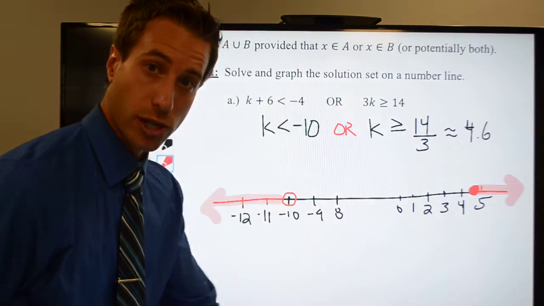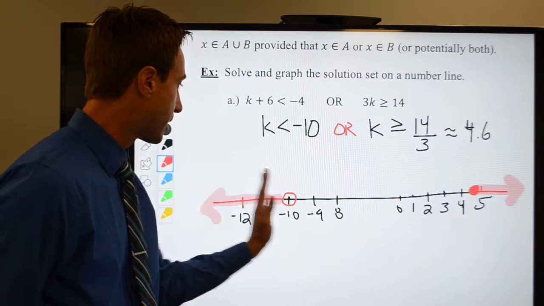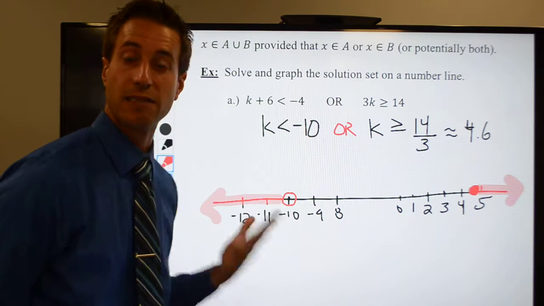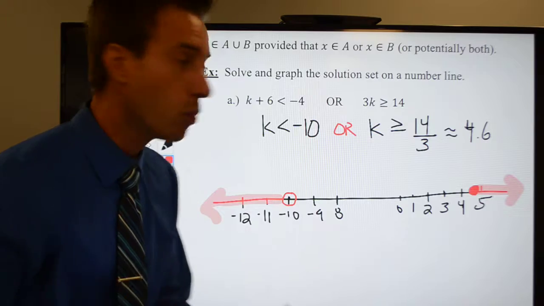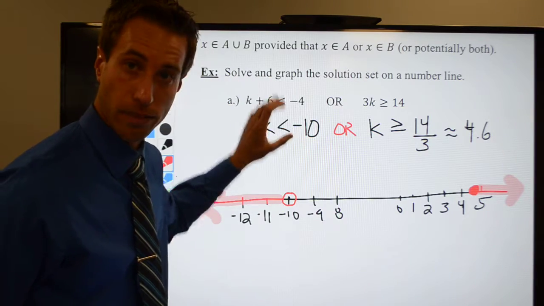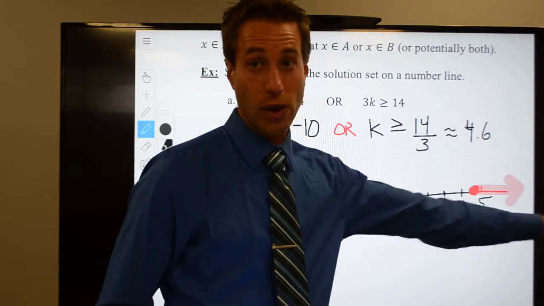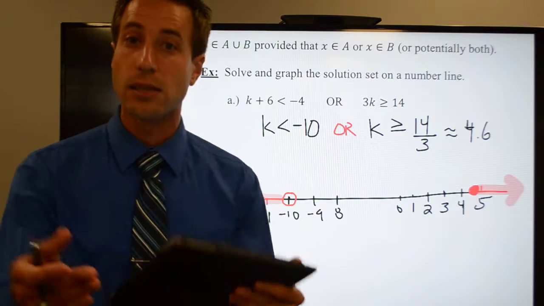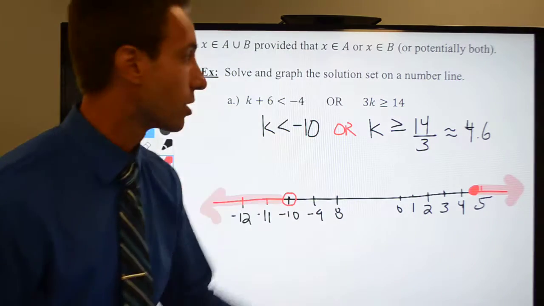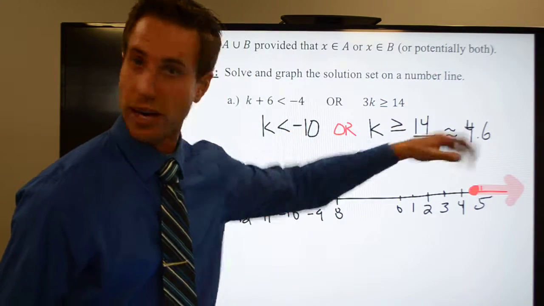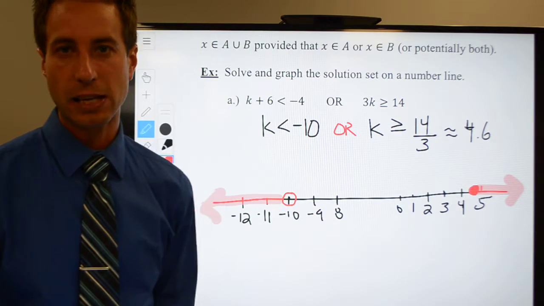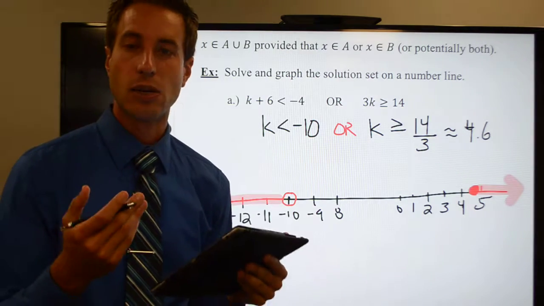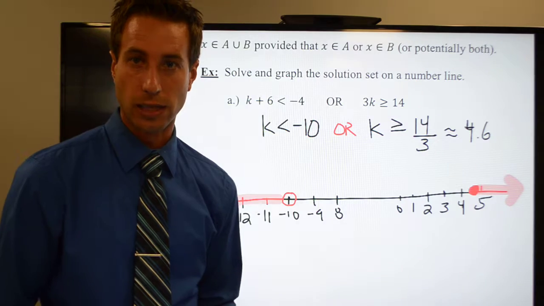Now, solutions. Well, all of the numbers that are strictly less than negative 10 are a solution, but it's only a solution for this one. All of the numbers greater than 4.6 are a solution, but they'll only be solutions for this one. You can't have both being true at the same time. It's an or compound inequality.